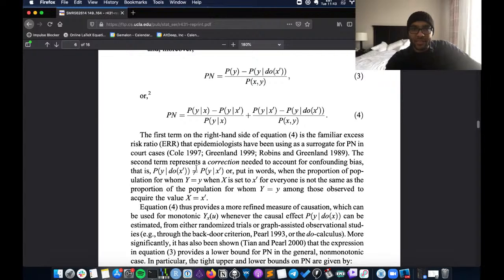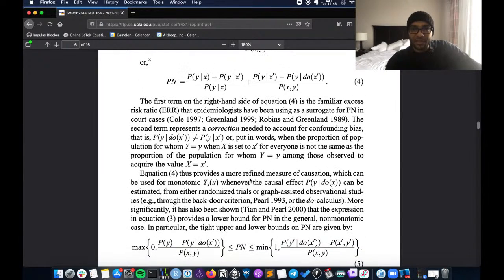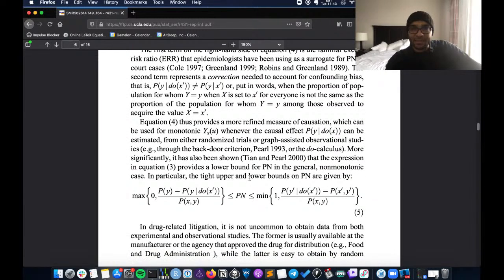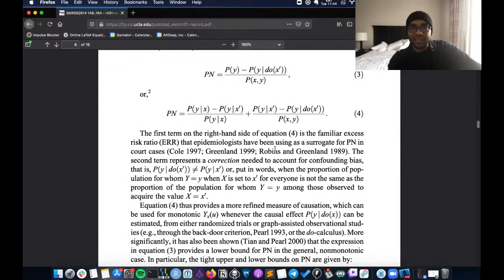The second term represents a correction needed to account for confounding bias due to probability of y given do x prime not being equal to probability of y given x prime. Or put in words, when the proportion of the population for whom y equals y when x is set to x prime for everyone is not the same as the proportion of the population for whom y equals y among those observed to have x equals x prime. Okay, so this is just a kind of correction for confounding. Anyway, I'm not really interested in the parsing. This kind of makes sense by itself.